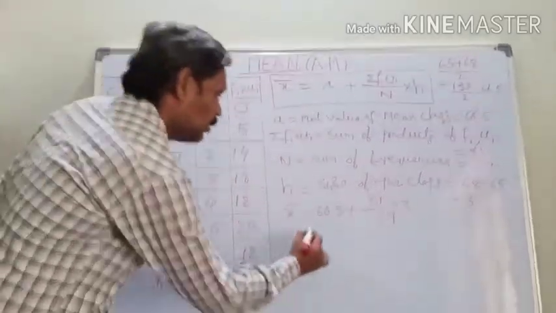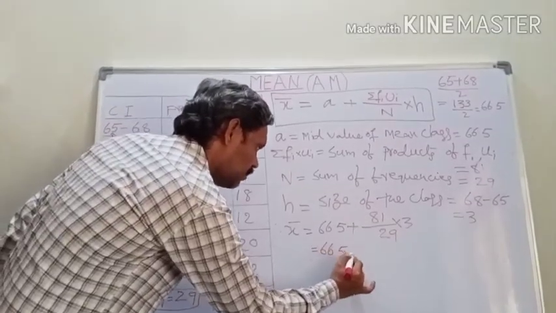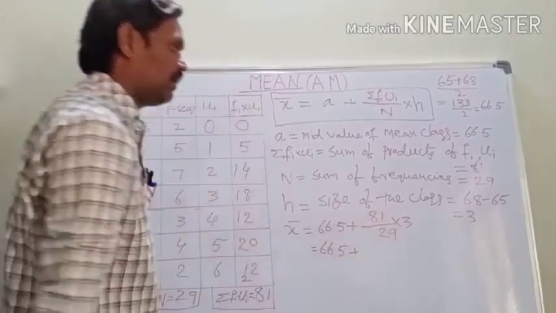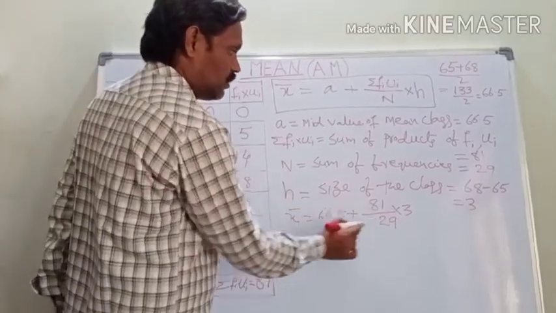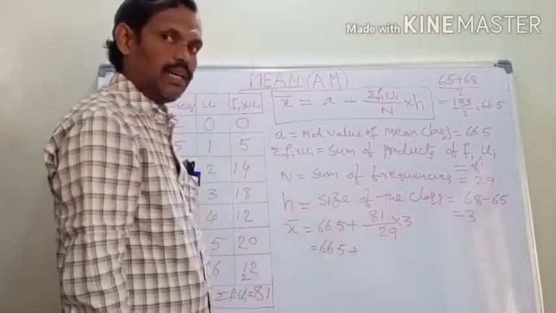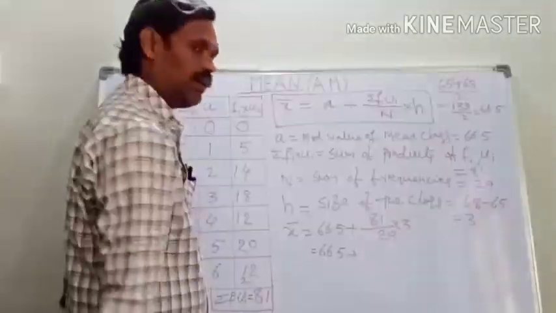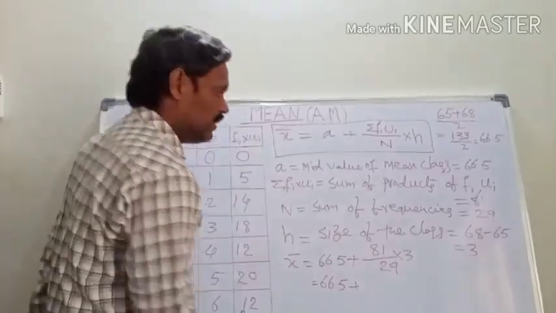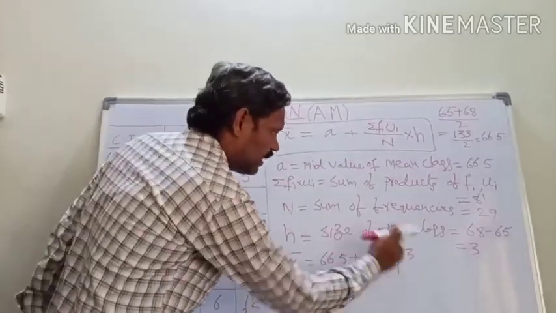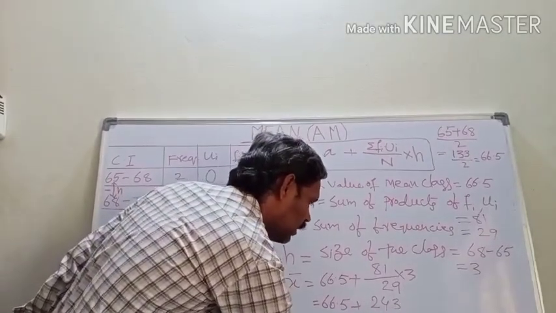You will keep 66.5 throughout the problem as it is. Plus, you have to calculate. Is there any possibility for cancellation? 29 is actually a prime number, so it is not divisible by any number other than 1 and itself. So there is no scope for cancellation. Then you have to multiply 81 into 3. It is nothing but 243 by 29.